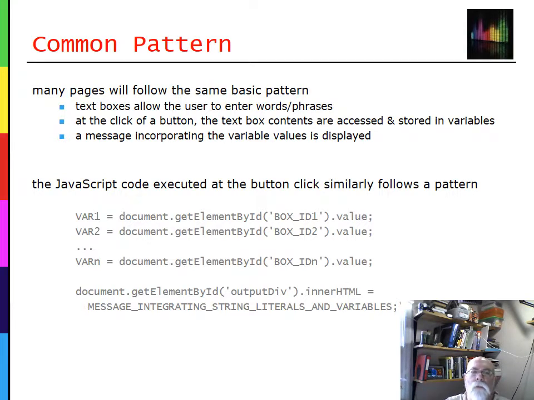So, simple things that tend to trip us up. Remember, text boxes allow the user to enter phrases or words at the click of a button. The box contents are assets, and then they're stored into variables. So here are examples of them doing var1. That's a shortcut a lot of times you'll see in languages. They'll call it var1, var2, so we have an understanding.